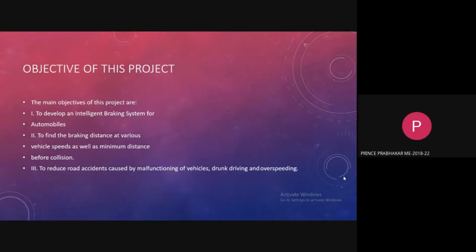There are some objectives of this project. The main objective of this project is to develop an intelligent braking system for automobiles. Nowadays, accidents are mostly caused by delay of the driver to hit the brakes or by the negligence of the driver. So, the automobile industry needs this project. The second objective of this project is to find the braking distance at various speeds as well as the minimum distance before collision. And the third objective of this project is to reduce the road accidents, of course, which are caused by not hitting the brake in time.